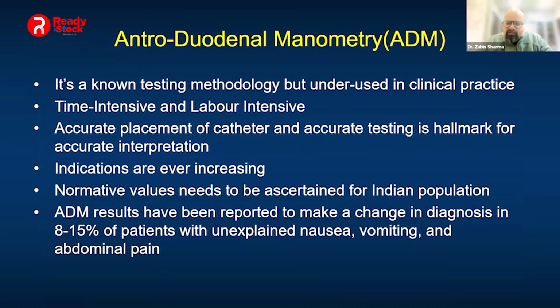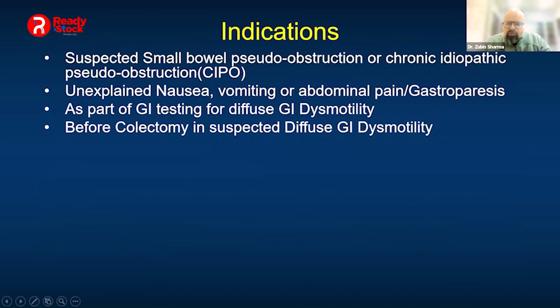Accurate placement of catheter and accurate testing is required, which is tiring for this particular study. But the indications are increasing every day. We are seeing patients of suspected gastroparesis or rumination or functional vomiting or small bowel pseudo obstruction now. We do not have any normative values for India, and ADM can significantly change the diagnosis in close to 1/3 of your patients.